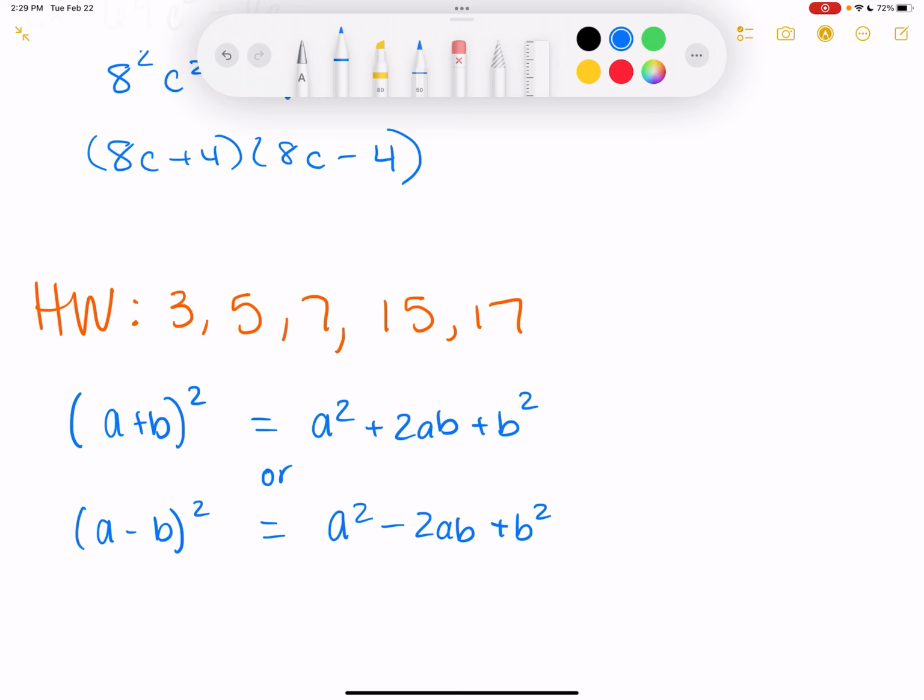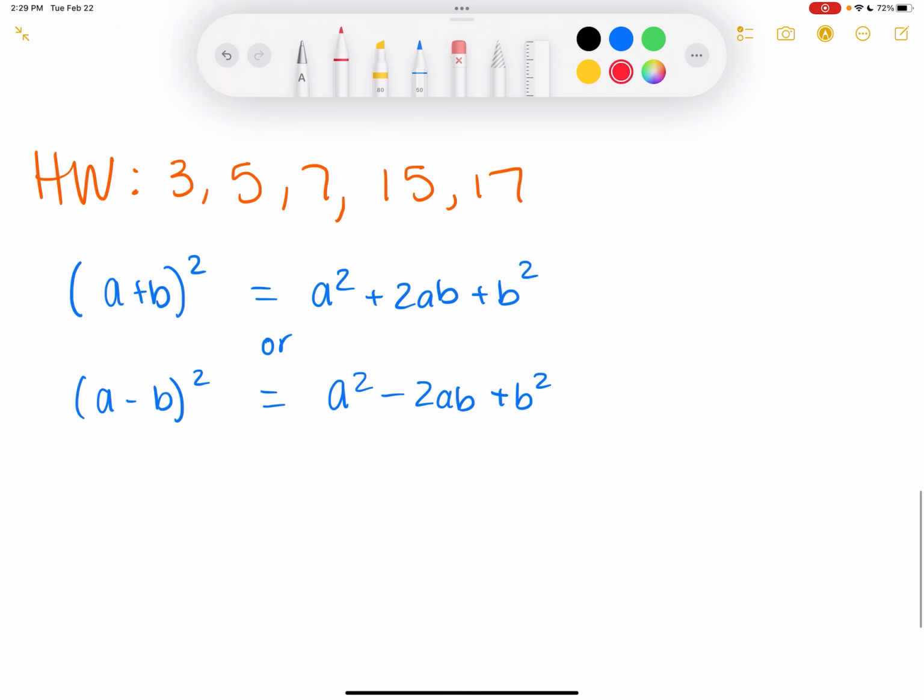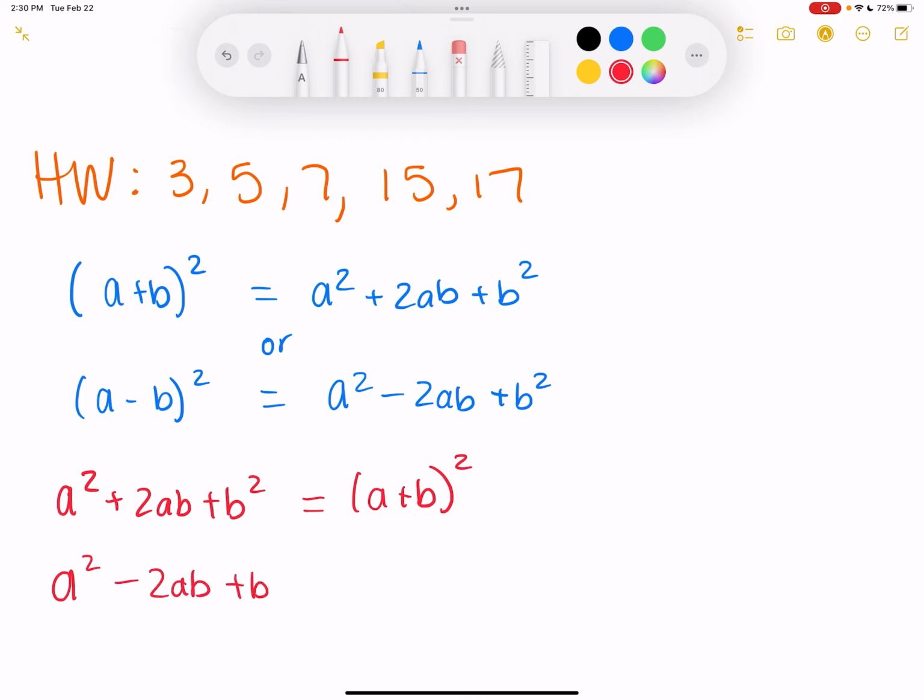But now it's reversed. You're given that right side, which is a squared plus 2ab plus b squared, and you have to tell us that it factors into a plus b squared. Or the other one, if you're given a squared minus 2ab plus b squared, you should be able to say that this factors into a minus b squared. And this special type is a perfect square trinomial.